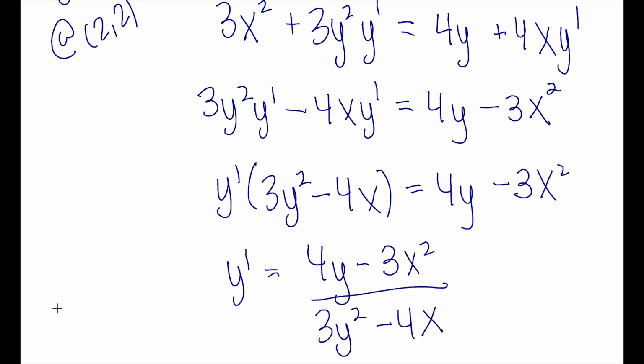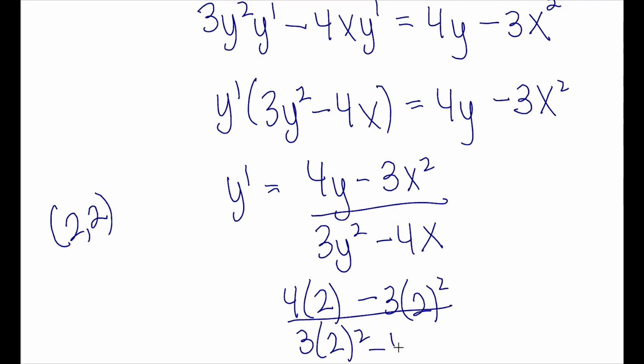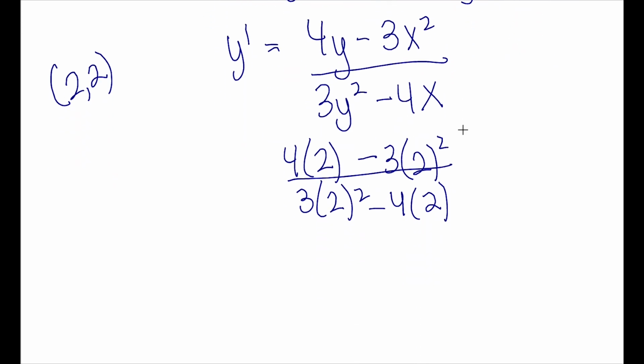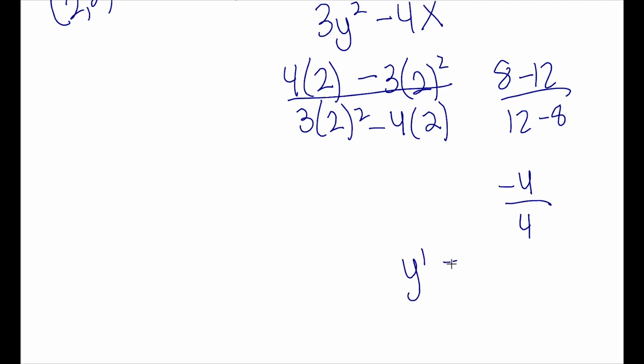I want the gradient at (2, 2). So notice here, I need an x value and a y value in order to find the gradient. If they only give you an x value, plug it into the original equation and solve for y. So 4 times 2 minus 3 times 2 squared, divided by 3 times 2 squared minus 4 times 2. Negative 4 over positive 4. My gradient will be negative 1.